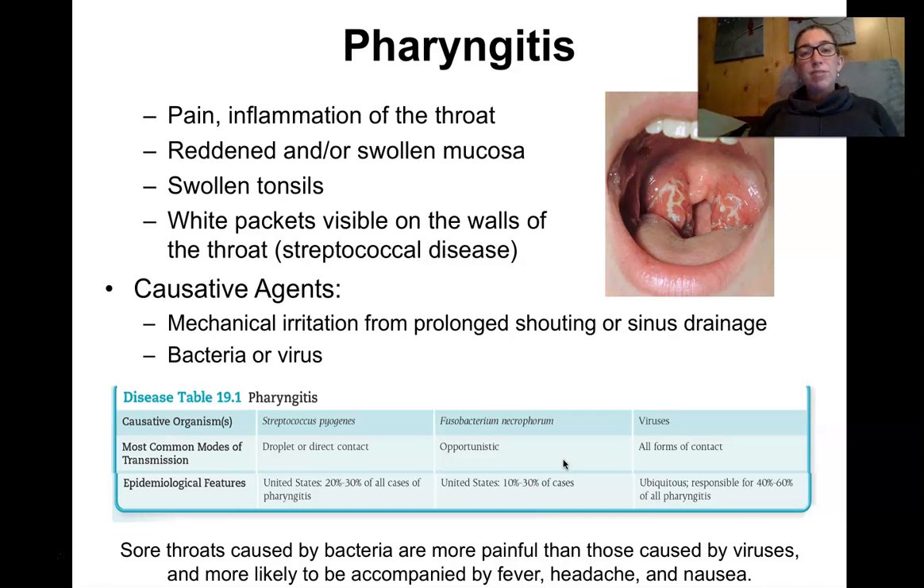Fun fact, the sore throats that are caused by bacteria are usually more painful than those caused by viruses, so that can be one clinical telltale sign that you have a bacterial infection rather than a viral infection. Also, those that are caused by bacteria are more likely to be associated with a fever and other symptoms.